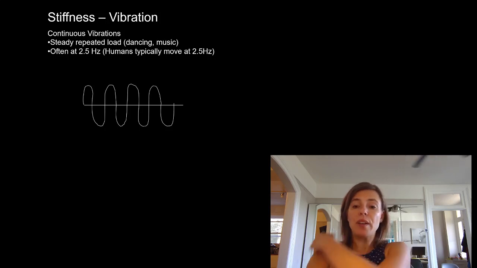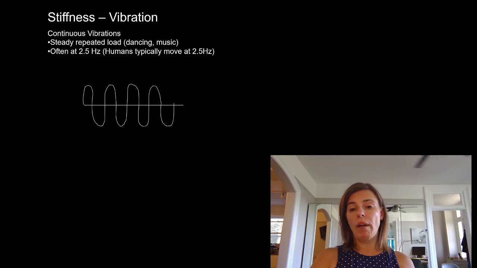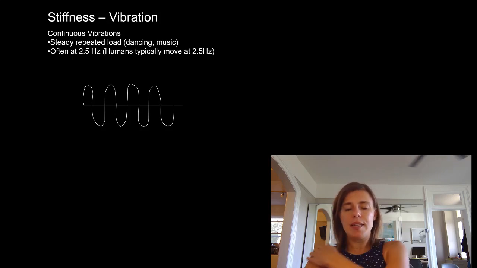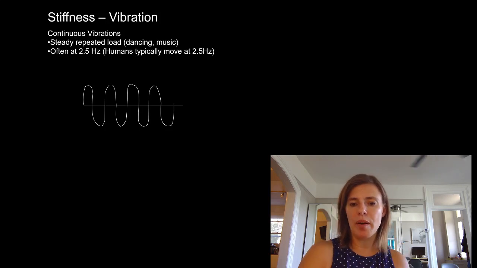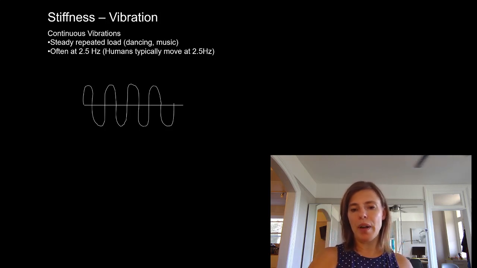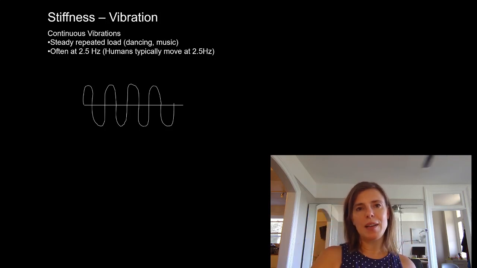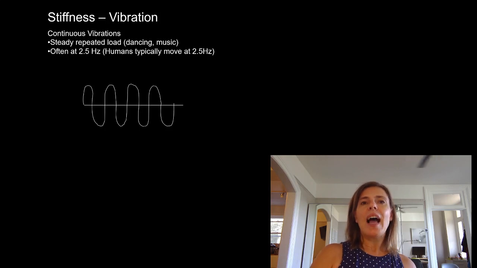Humans often move at 2.5 hertz or multiples of that. I always tease my husband that his top and bottom parts of his body move at different frequencies because he looks kind of funny when he walks sometimes. And so I always joke that he moves at 2 different frequencies simultaneously.